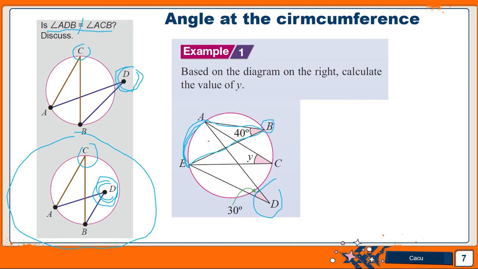Okay, remember, angles subtended from the same arc at the circumference are the same. So if angle ABE is 40 degrees, meaning that y is also equal to 40 degrees. Therefore, y is equal to angle ABE, equal to 40 degrees.